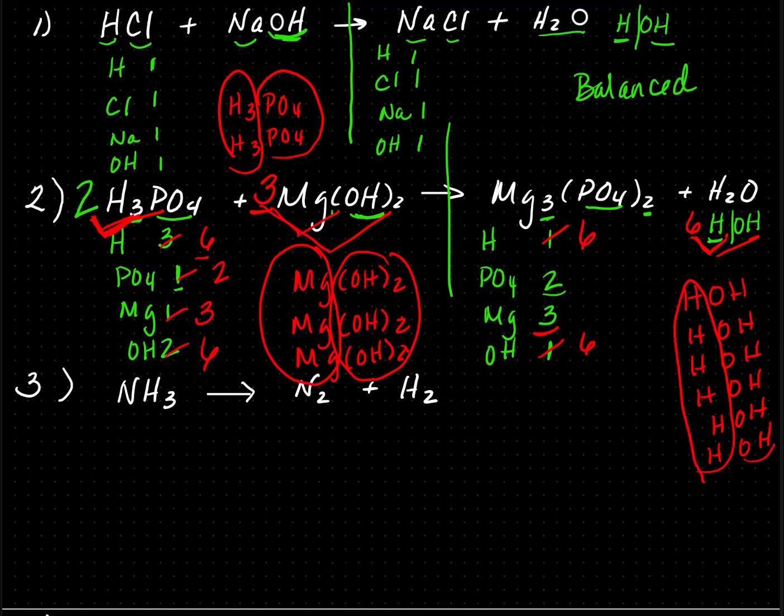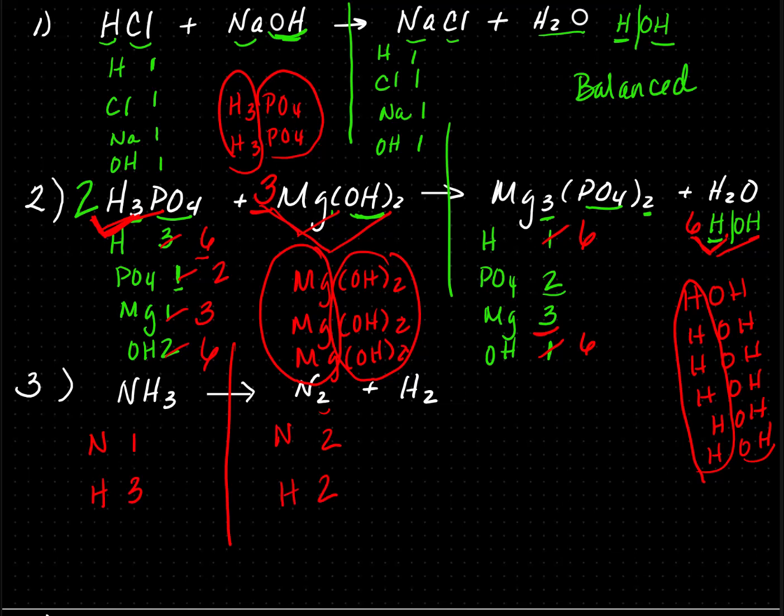Number 3, again, separate the reactants from the products. Reactants are on the left side. I cannot put ammonia together because it's separated. So I have 1 N, hydrogen, there's 3. I have an N, there's 2 N's. H, there are 2 H's.